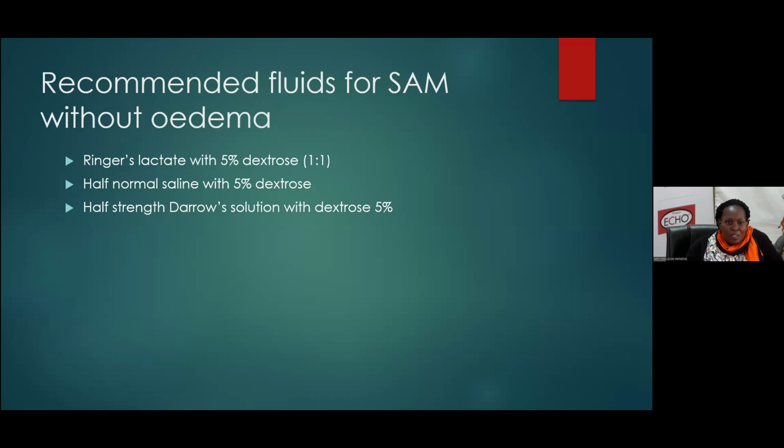So those are the fluids I was saying. So we use Ringer's lactate with 5% dextrose, half normal saline with 5% dextrose, or half-strength Darrow's with dextrose 5%.